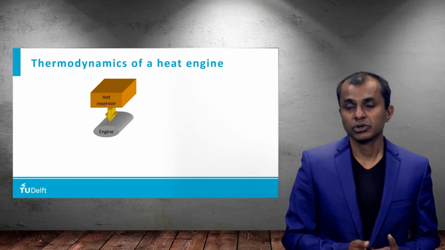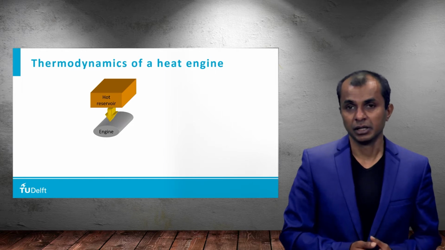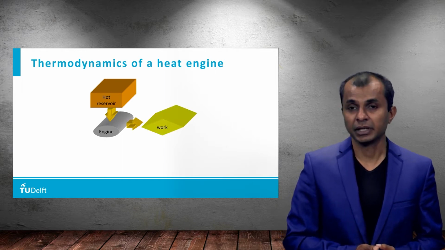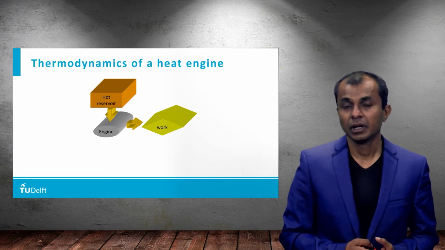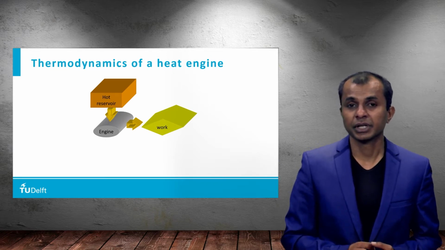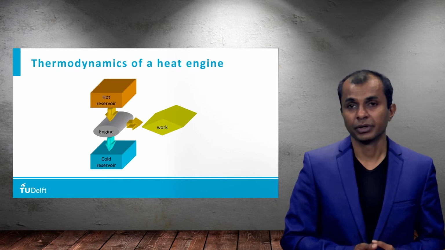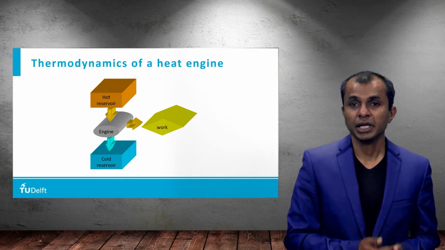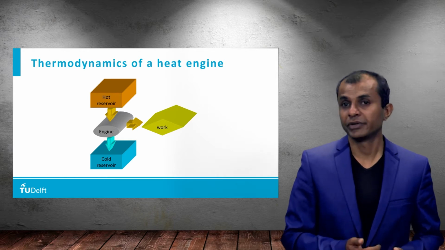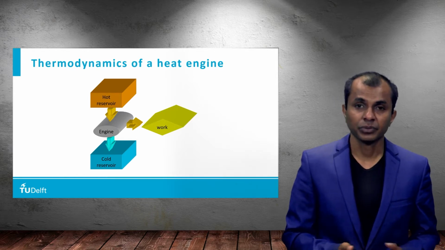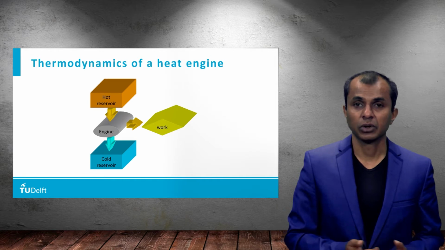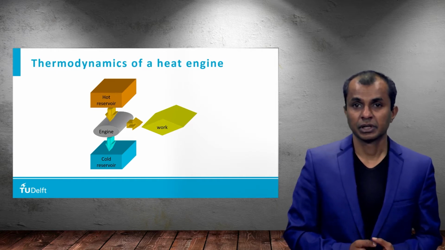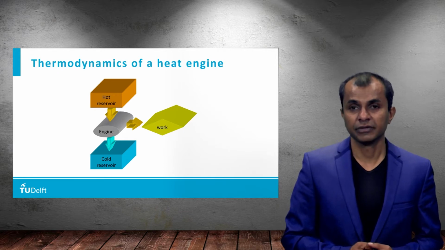So the engine will take heat from a higher temperature, and then it will convert a part of that heat into work. In the process of doing so, it will reject part of the heat to a cold reservoir. Certainly, the more heat that is converted into work, the more efficient an engine is. But as we know from the second law of thermodynamics and from Carnot's efficiency, there are several limits to the ideal efficiency that we can achieve.